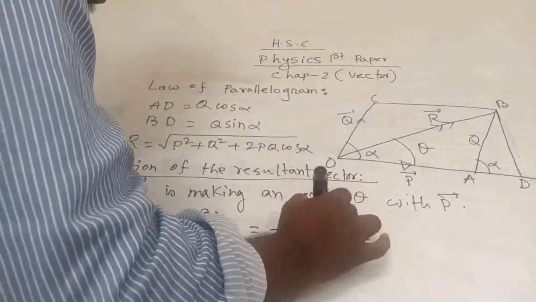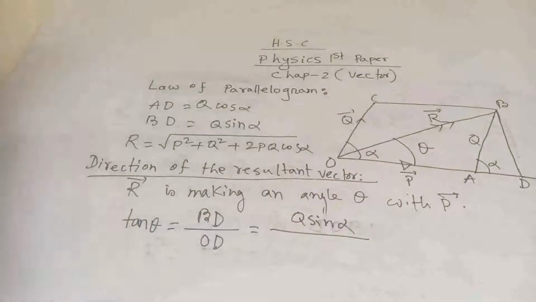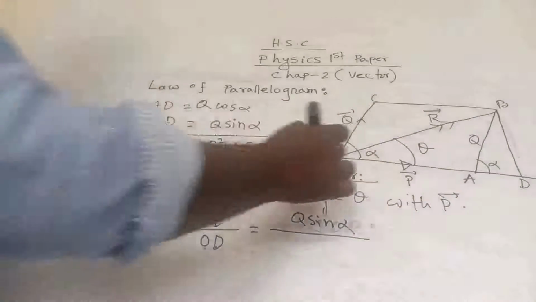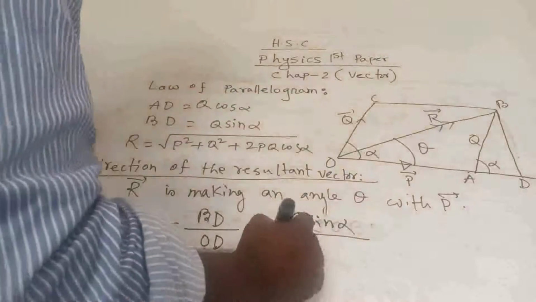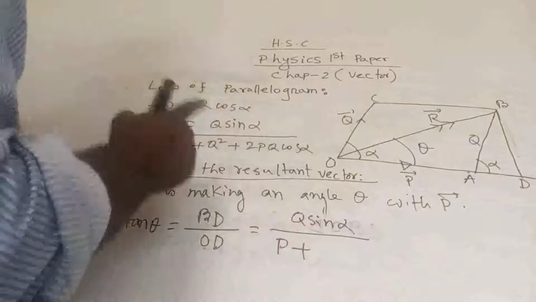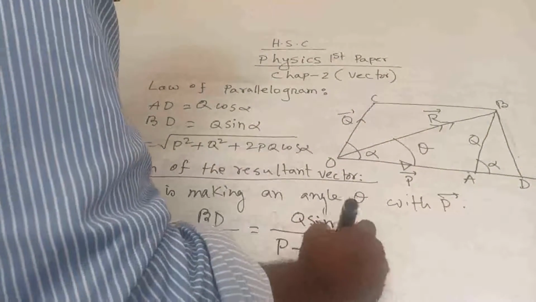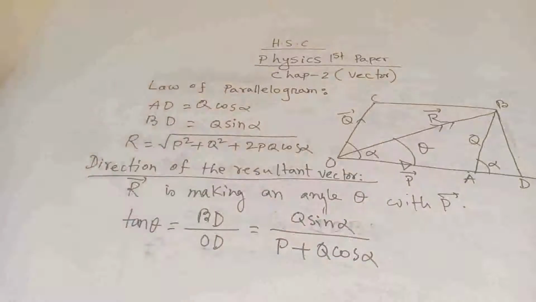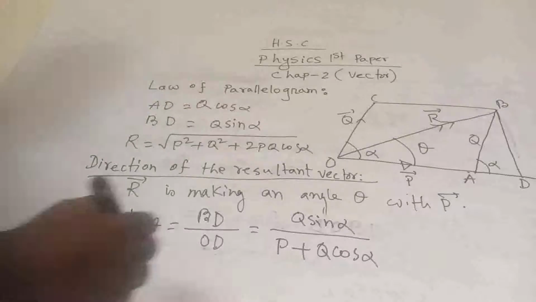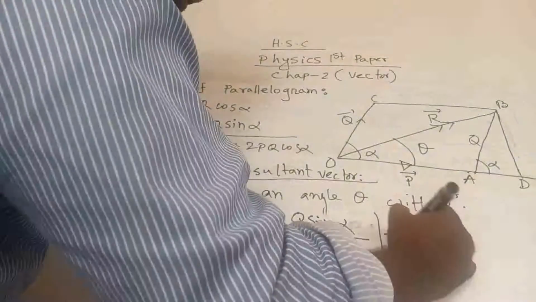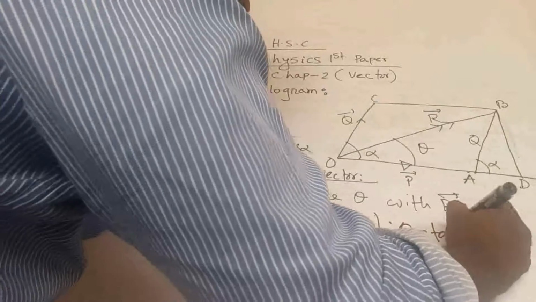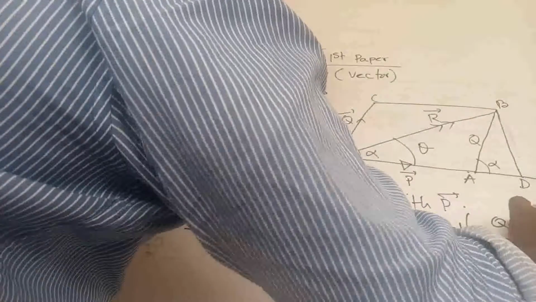We put Q sin alpha, and OD is equal to OA plus AD. OA is equal to P, and AD is equal to Q cos alpha. So the angle is already calculated. If you want to calculate the angle, theta is equal to tan inverse of Q sin alpha divided by P plus Q cos alpha.